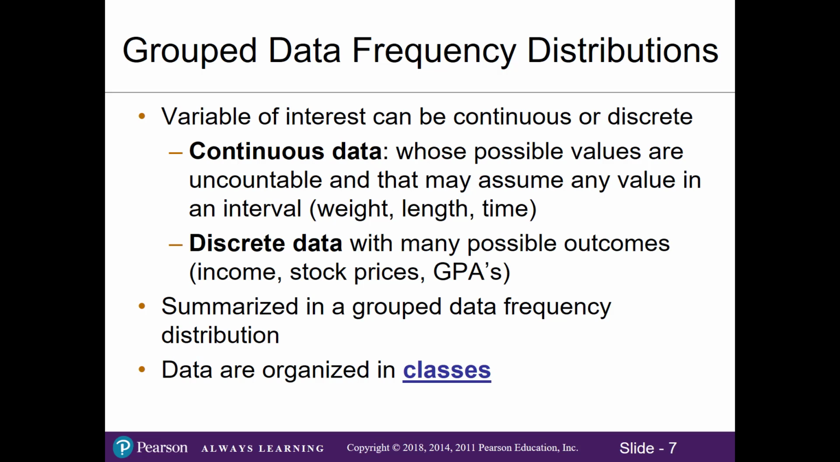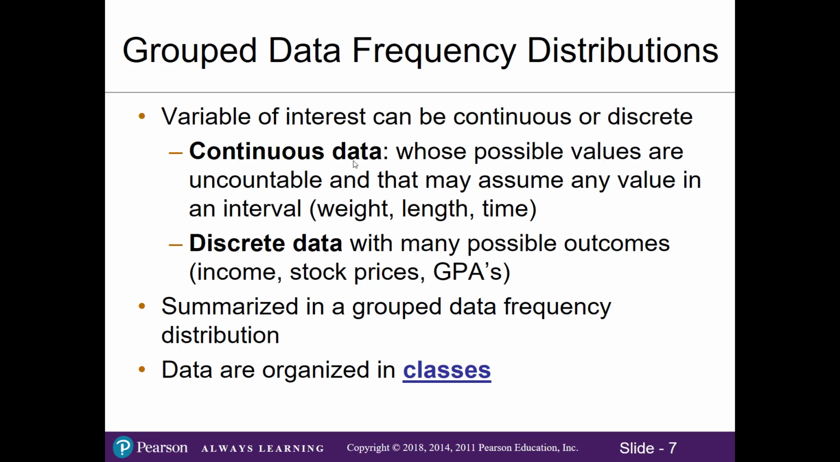Now in that example we saw it was very simple with our discrete variables. We just had the number of pets 0 through 4. With a lot of data that's collected, the variable of interest could be continuous or discrete, in that we have a much larger data set and we'd have to group it. So with continuous data, the values are uncountable, and it can be any value in an interval. For instance, weight, length, or time.